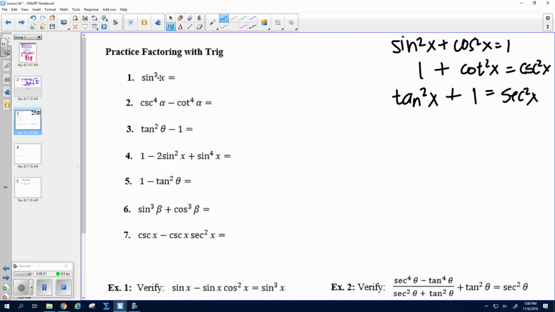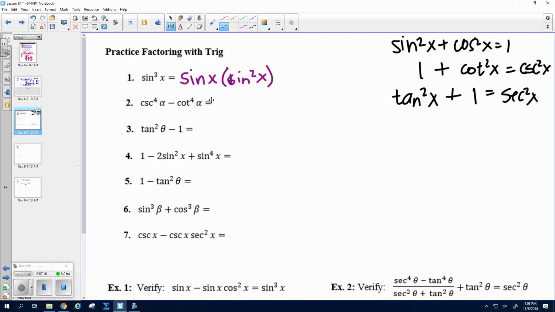So first of all, if I have sine cubed, well, we could write this as sine x times sine squared x. How does this help? We could replace the sine squared with something, okay? So you could factor out sine squared.